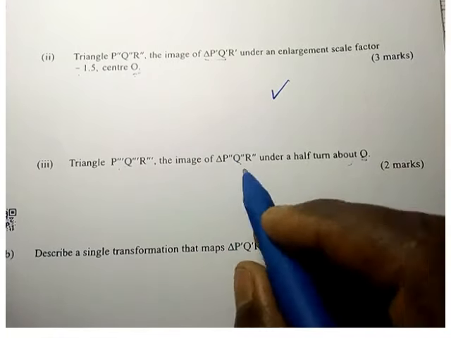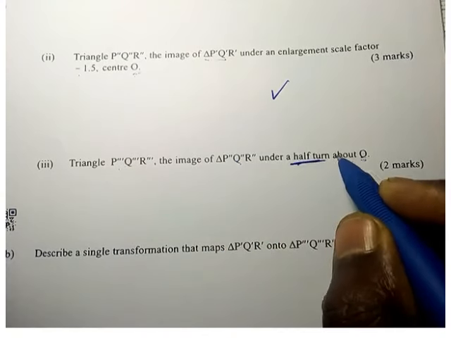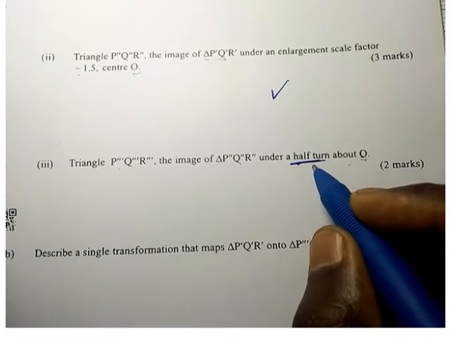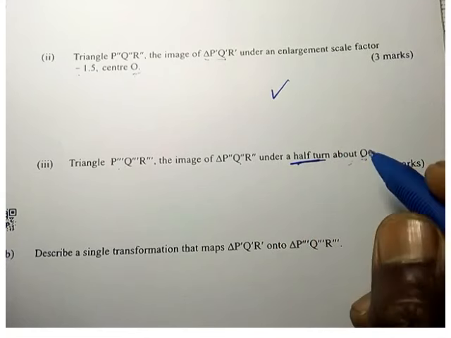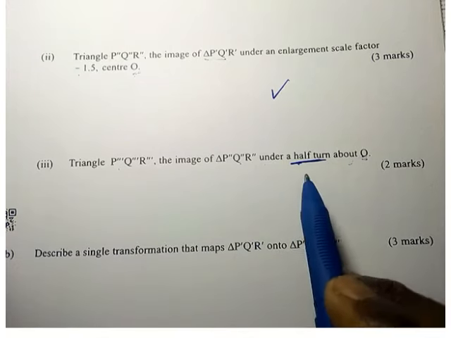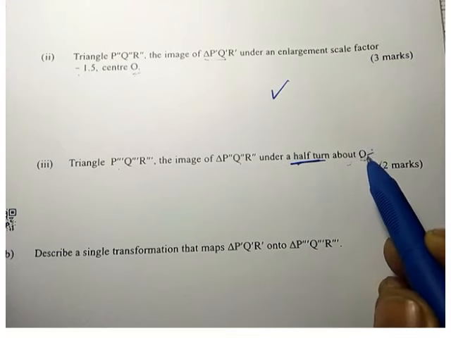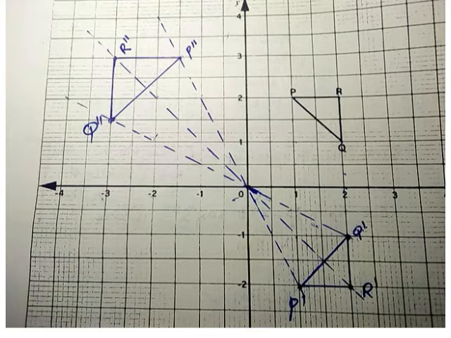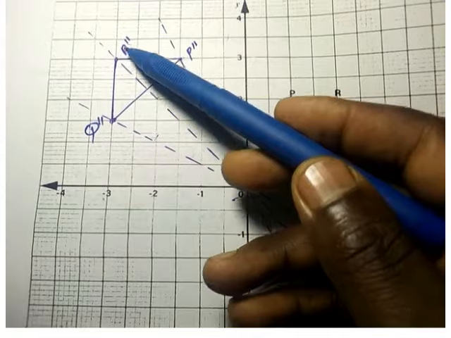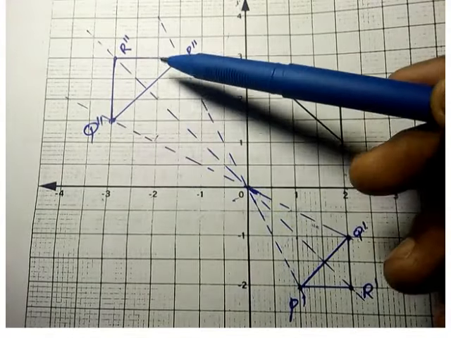So a half turn, that is 180, because that is a half, a quarter turn. We have a quarter turn, a half turn, like that. So we are going to rotate it through origin. So we are going to rotate this one to get Q prime 3, a half turn. A half turn, that is 180 degrees.